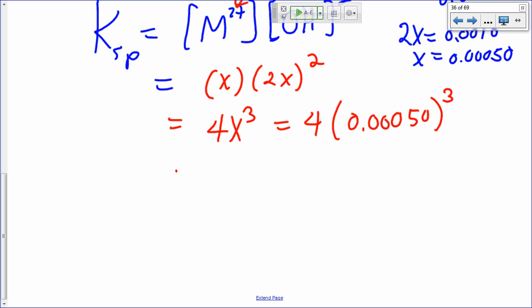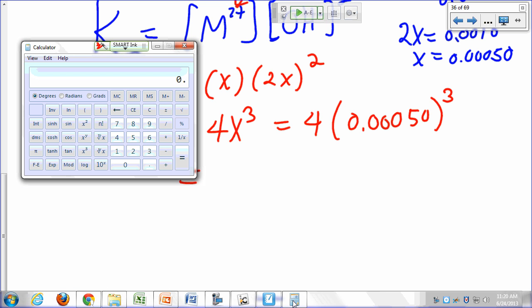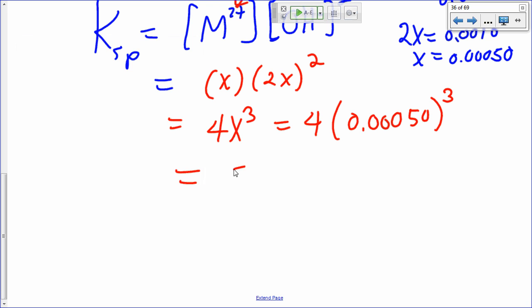And your Ksp is equal to 0.0005 raised to the power 3. This is cubed. Times 4. That's 5 times 10 to the negative 10. So 5.0 times 10 to the negative 10. Okay? That's how you solve for your Ksp. Got it?